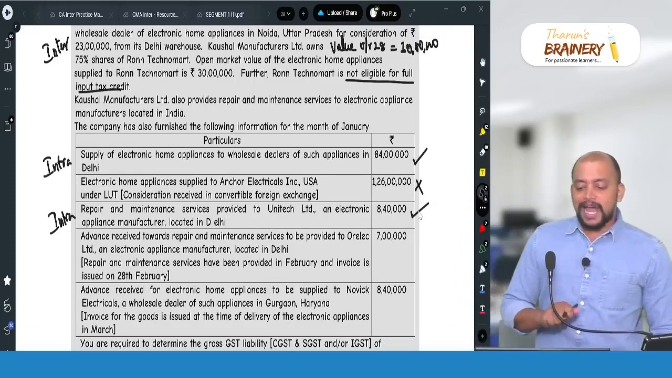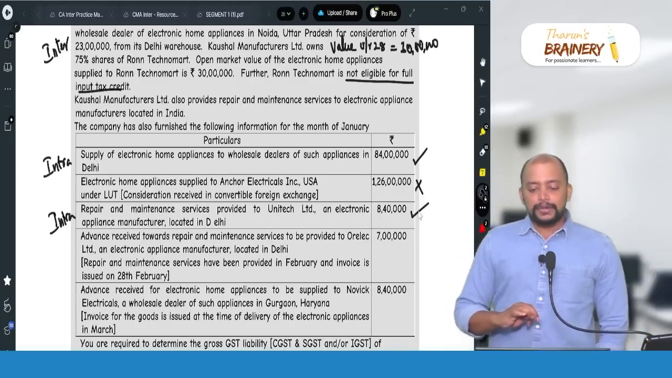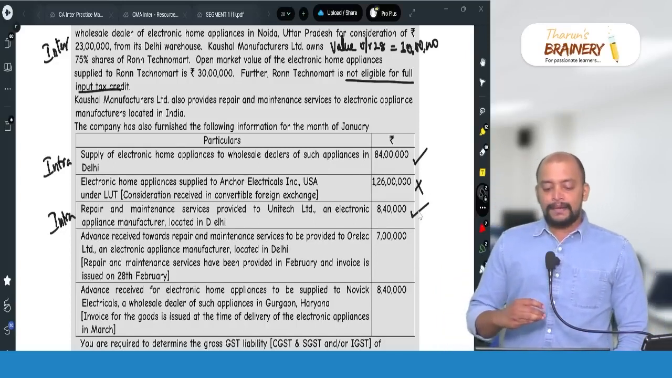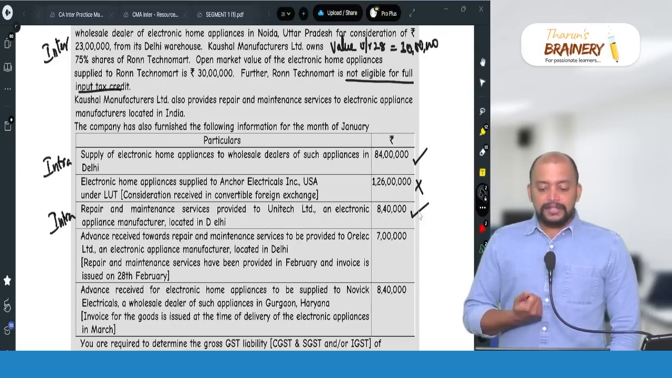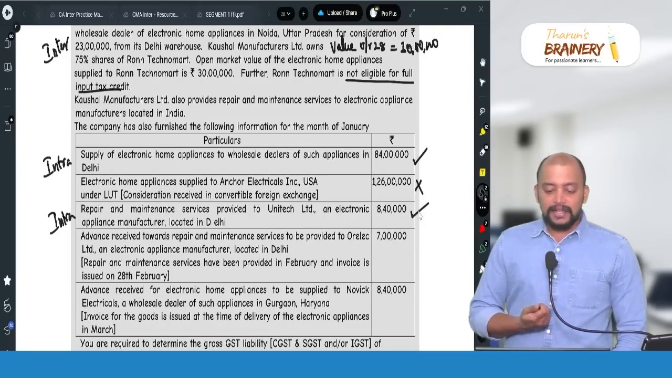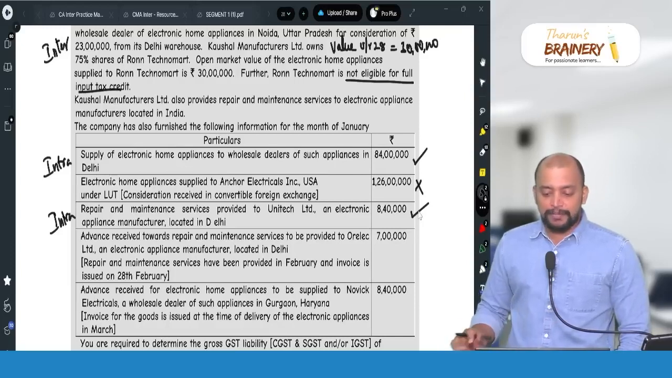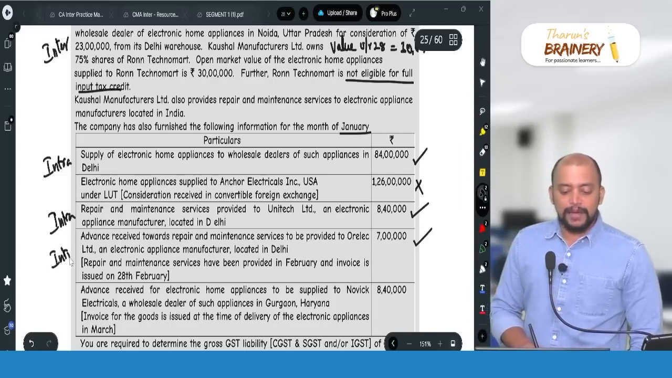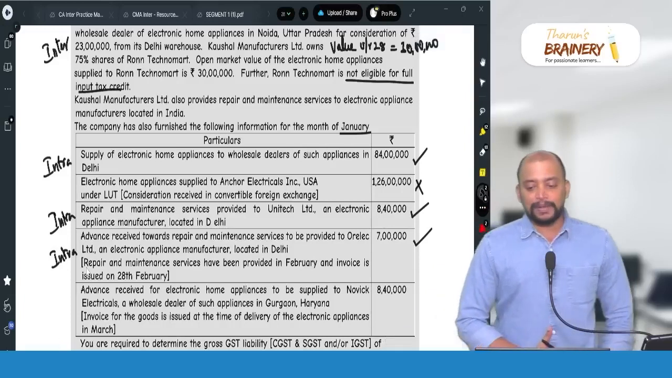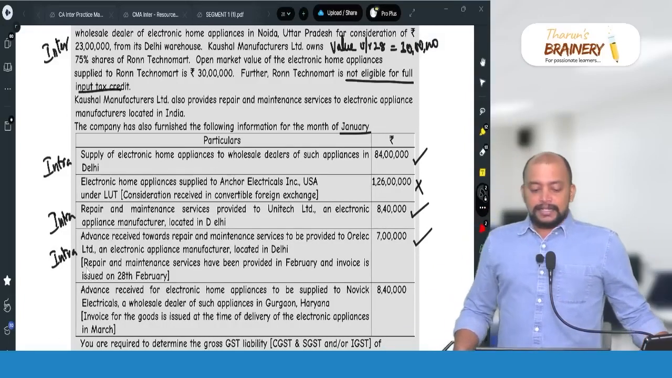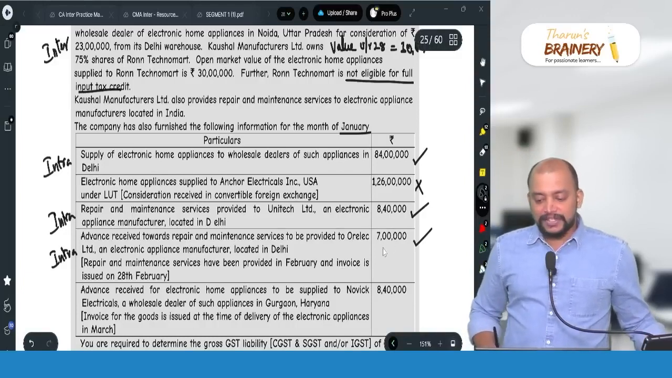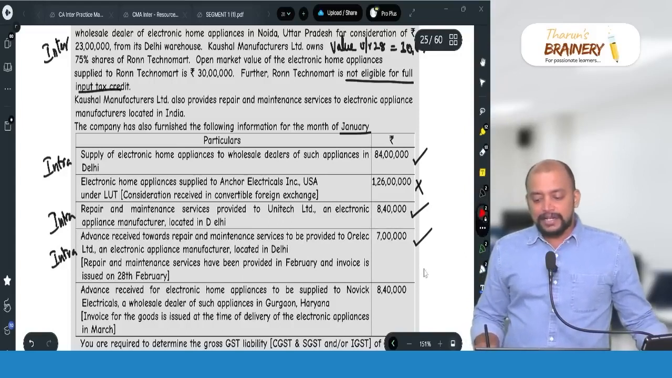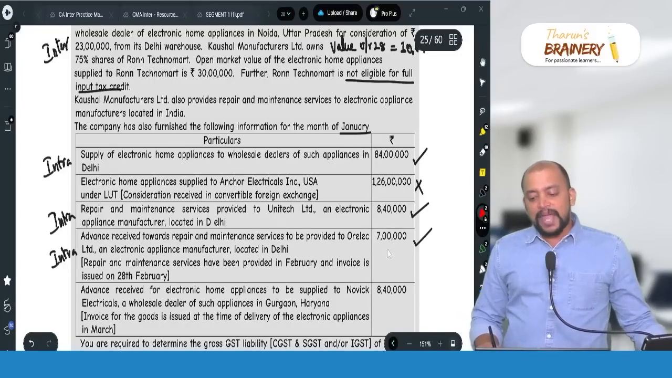Advance received towards repair and maintenance service to be provided to Orilec Limited, an electronic appliance manufacturer located in Delhi. Now, in this case, these are advances towards services, and the repair and maintenance service is provided in February, but this is for the month of January. Will it be taxable? Yes. And again, it will become intra because the time of supply in case of services will be invoice or payment, whichever is earlier. So therefore, it will be taken as the payment received date.